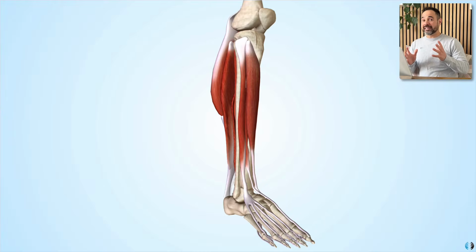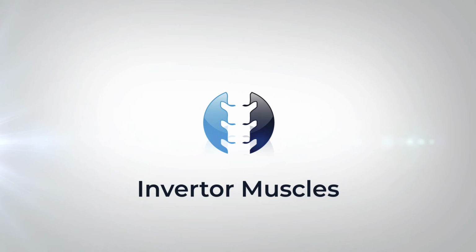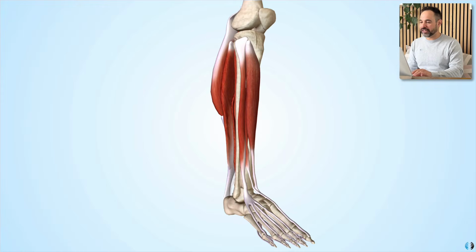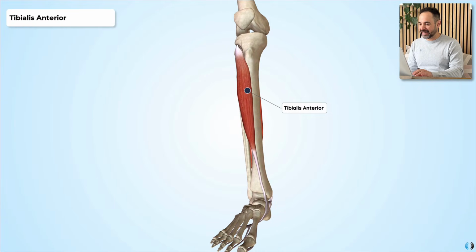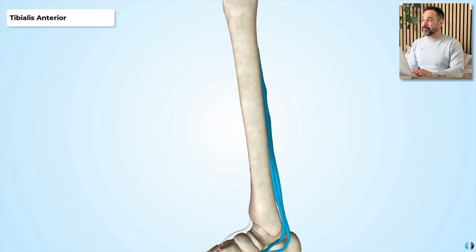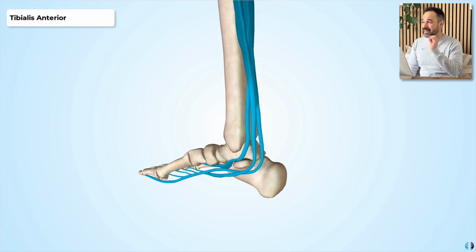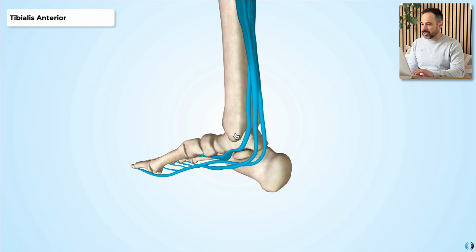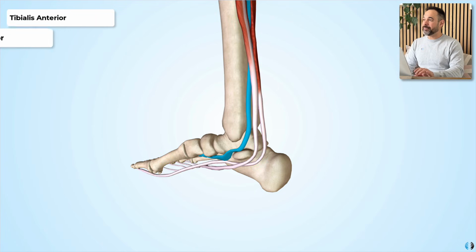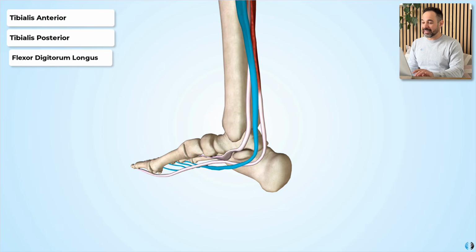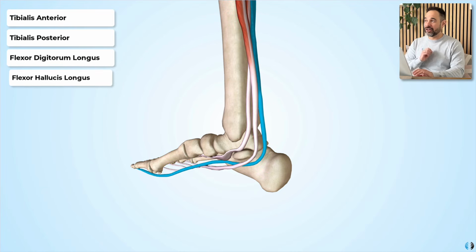So now that we've looked at the dorsiflexors and the plantar flexors, we can show you the key muscles involved in inversion of the ankle. Now the muscles that are involved in this movement are the tibialis anterior muscle, which runs down the anterior portion of the lower leg. And then we have the three muscles which run posteriorly that we talked about earlier, that run underneath the medial malleolus of the tibia, which are tibialis posterior, flexor digitorum longus, and flexor hallucis longus.